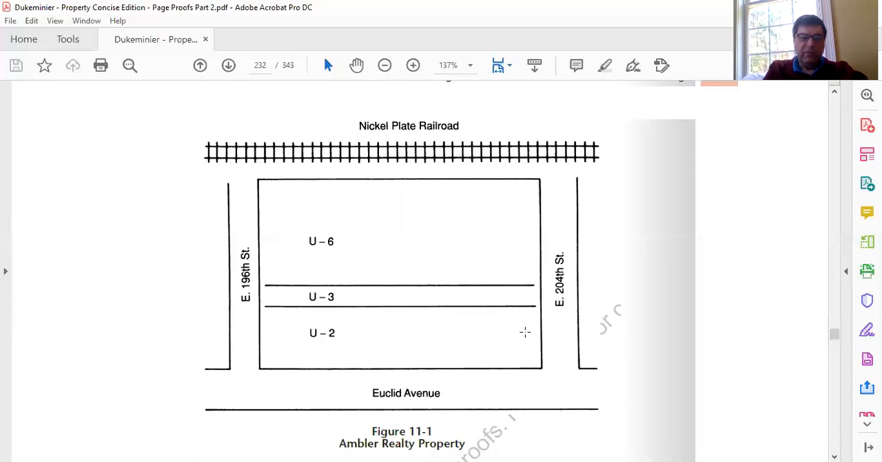And so does it make sense to have your residential property right along a major thoroughfare? Would it be better maybe to have commercial uses there? But for whatever reason, they put the U2 property down there, perhaps so that they could keep it further away from the U6 property, where you might have a correctional facility or garbage incineration plant or something like that.